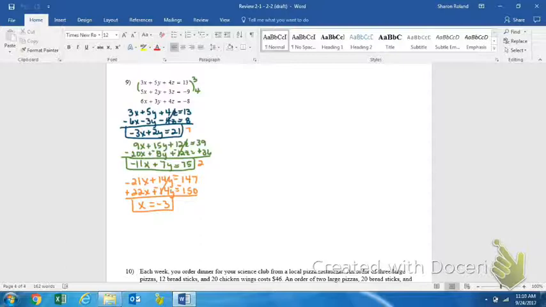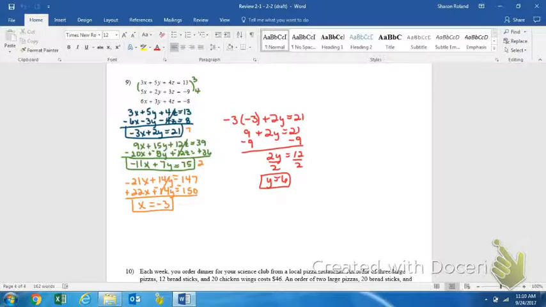So we have our first value, and I'm going to plug it in to the blue equation, and that would be negative 3x, but I know x is negative 3, plus 2y equals 21. So that's 9 plus 2y is 21. And subtract 9 from both sides. 2y is 12. Y equals 6. So I have two variables.